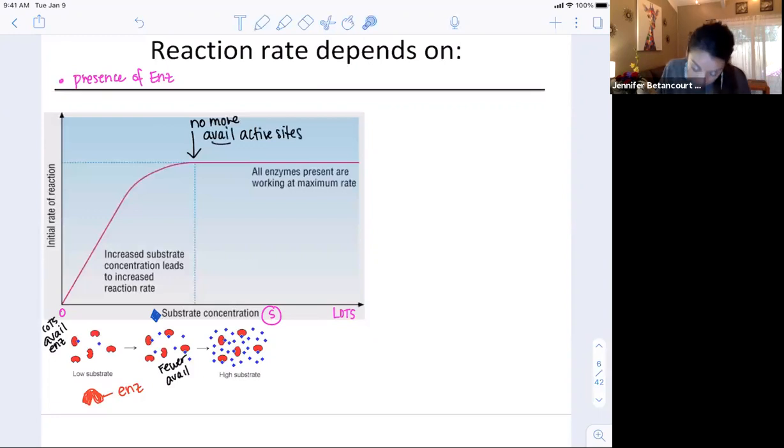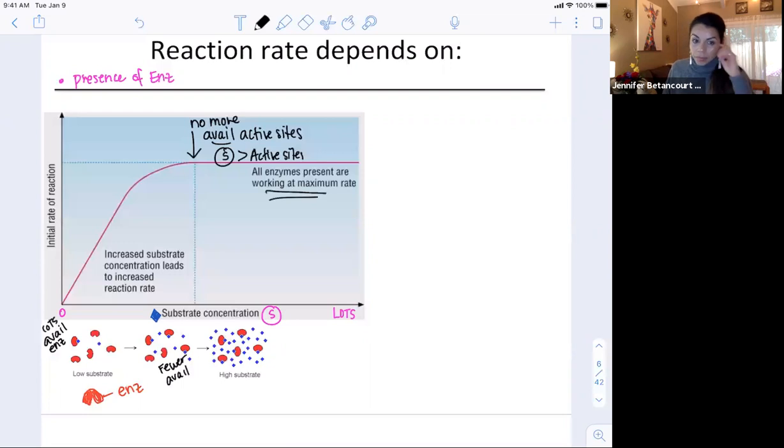Okay? And you can see that in this little picture here. All of the enzymes present are busy. They're busy doing work. And now there's more substrate than active site. So at this point, there's more substrate than active sites. And there's no possible way to keep making this reaction go faster. This is the maximum that it will ever go. Okay? And that's why this says right here, all enzymes present are working at a maximum rate. They're busy. Okay? Their active sites are busy. They're actively transitioning that substrate to a product.